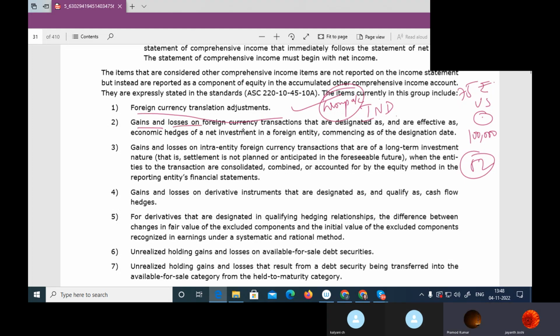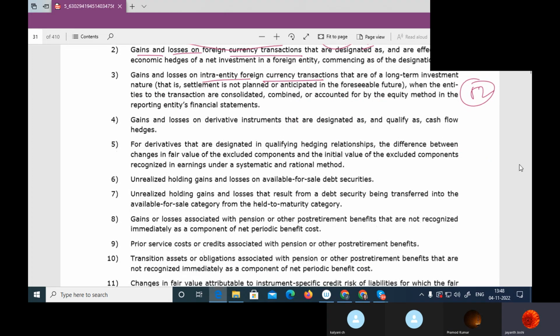Then gains and losses on foreign currency transactions and gains and losses on intra-entity foreign currency. So all currency related transactions where a difference is created and that is benefiting you, but you are not realizing money or cash flow in your hands, you have to show in the OCI section. Then gains and losses on derivative instruments. Derivative is nothing but futures, options. If you don't have an idea about this, you can leave it. I'll explain that afterwards.